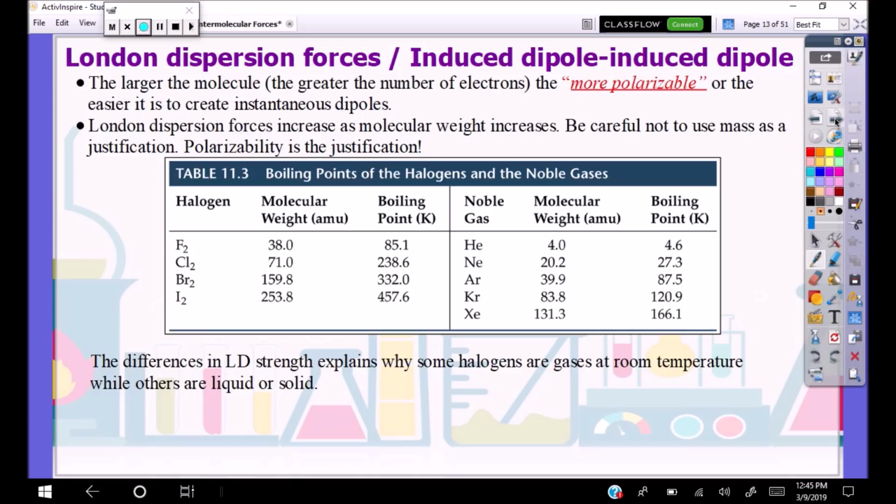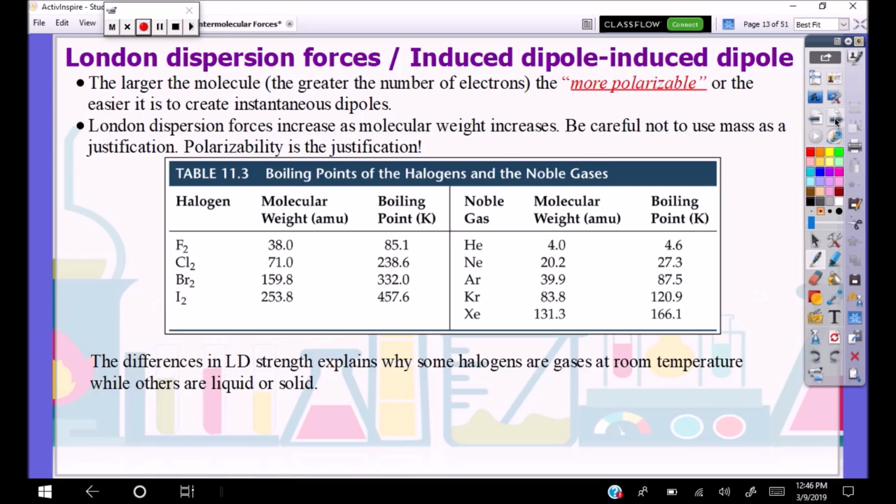And so what I'm going to say is be careful not to use mass as a justification here, because the mass, while it does have a correlation, is only important to tell us that higher mass means more electrons. Therefore, if we have a greater number of electrons, we have a larger cloud, and then a larger cloud means we are more polarizable. That's our justification. If we're more polarizable, we can have a stronger London dispersion force.